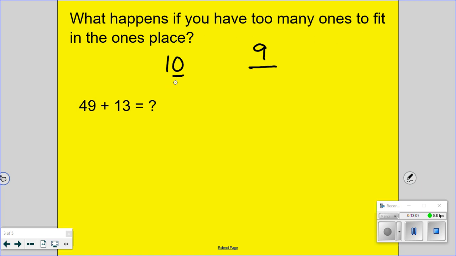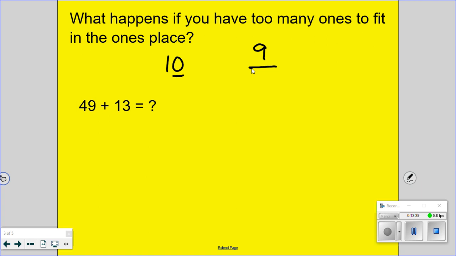No, the ones place is right here. Zero. So the most ones that can fit in the ones place is nine. Now, can I build any number with ones? Yes, I could build 1,000,000 with ones. But the highest digit that can fit in the ones place is nine. So, what do I do?